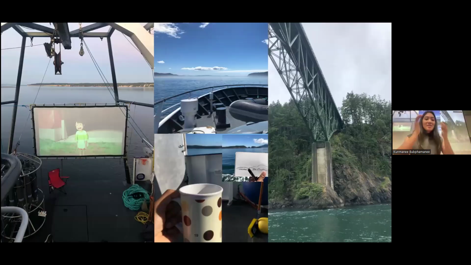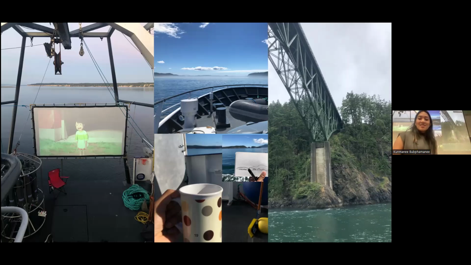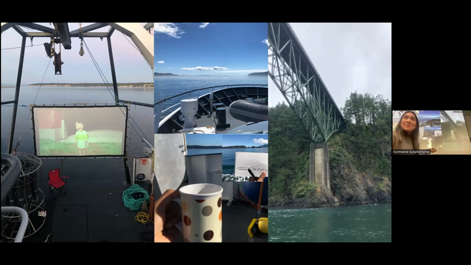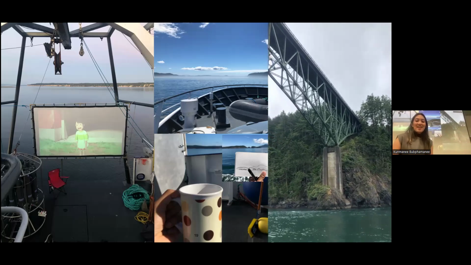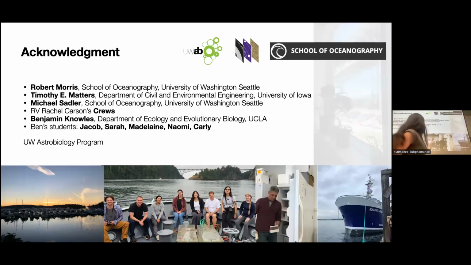Besides that, we also had a setup at the back of the ship. Very nice. And just nice meals, coffee, and also a free trip through Deception Pass, which is pretty cool. So yeah, I would like to thank Bob, Professor Robert Morris from the School of Oceanography, who kindly asked, well, not asked, I asked him to join and do research with him, which is pretty cool.